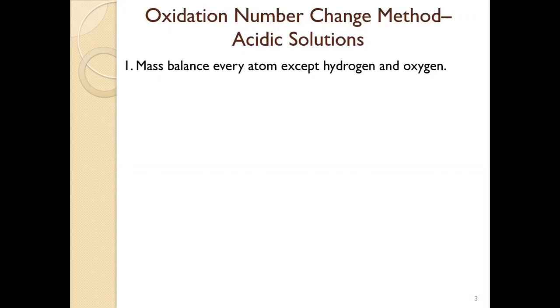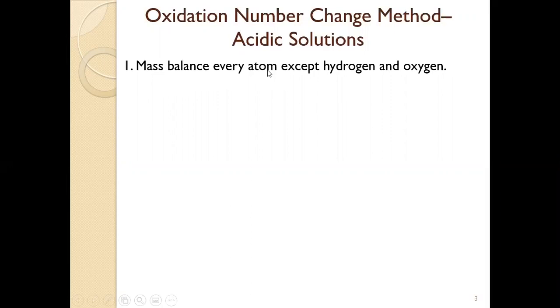So the first step is to mass balance every atom except for hydrogen and oxygen. And as we go through these steps, we want to keep in mind that we're going to apply these steps to the overall equation. We're not going to worry about breaking up the overall equation into half reactions and then recombining them like we had to do for the half reaction method. These all apply to the overall reaction. So that makes it, in some cases, a little bit simpler and also a lot faster, as we'll see.